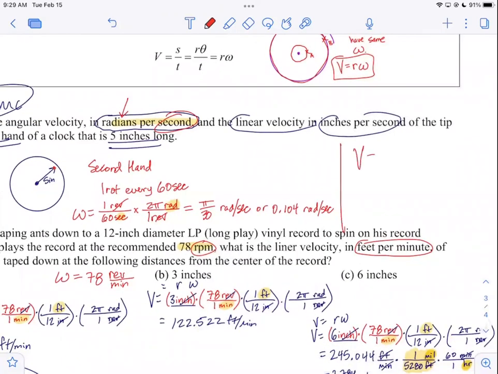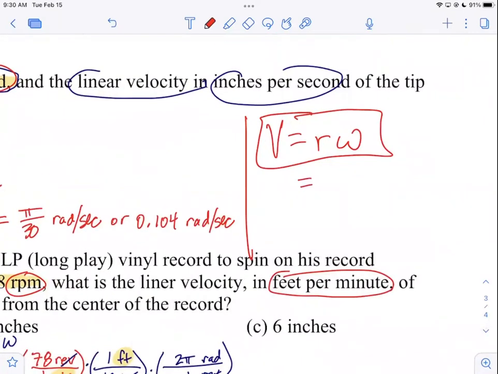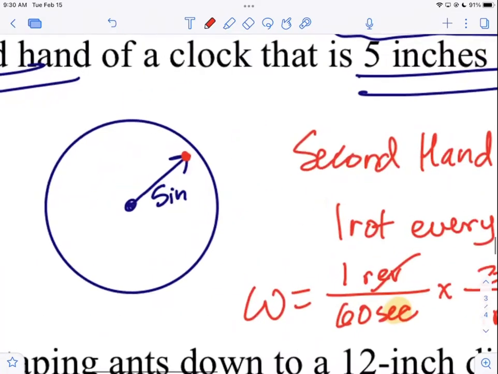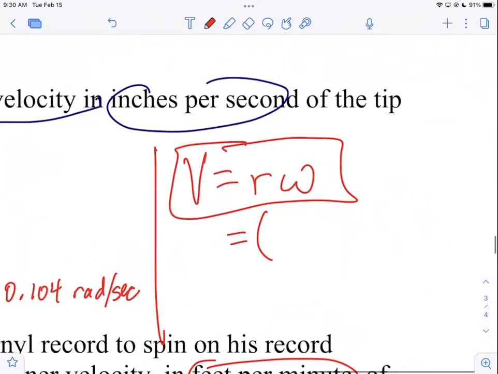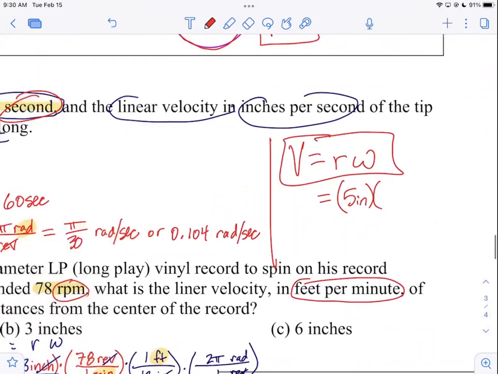Here we go. The linear velocity V is R omega. So that's the third equation that you have to memorize for the test tomorrow. Let's plug in what we know. What's the radius of the second hand? 5 inches. So we're going to put 5 inches there. And then omega, we just found it. I'm not going to use the 0.104 because that's a decimal approximation. I'm going to use pi 30ths or 2 pi 60ths, and that's radians per second. So notice when I write it in there as radians per second, I use the horizontal division bar.